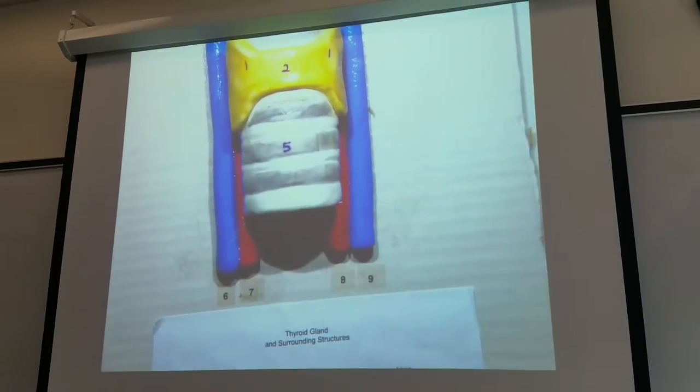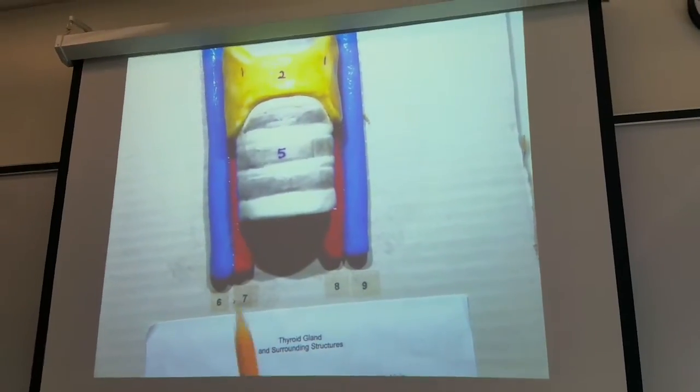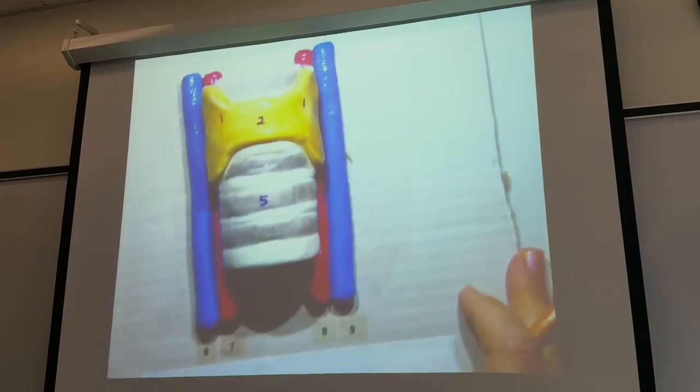Okay, I need another neck. One is good for you to study, but I'm not gonna have it in the exam because it has the labels. Okay?